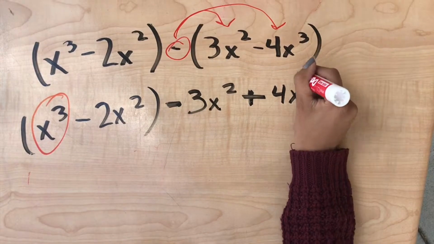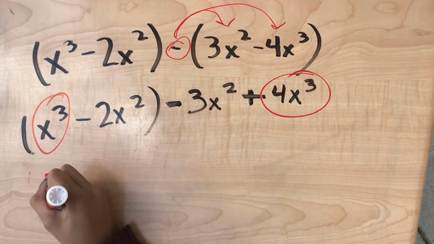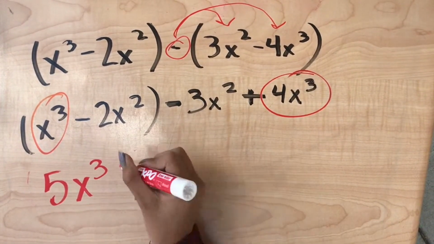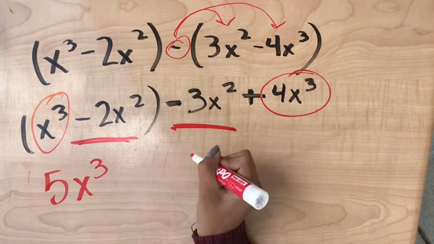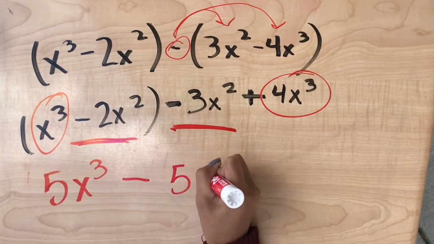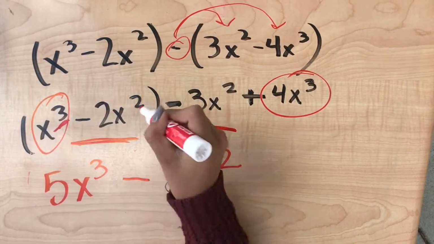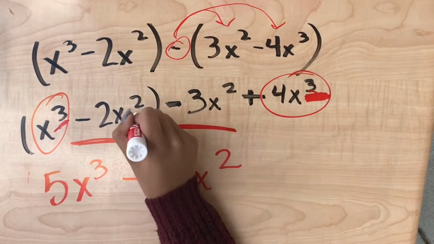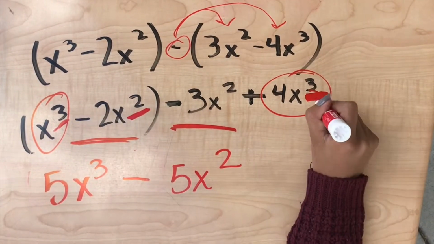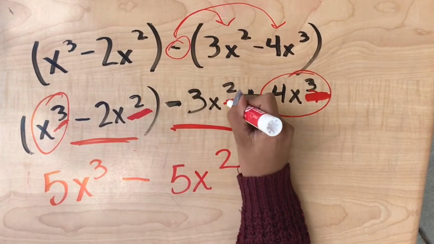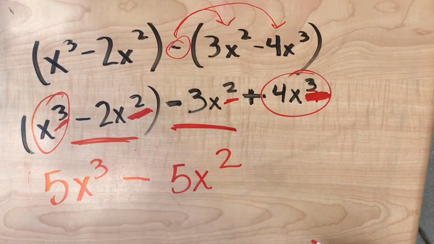This is where we combine like terms. Therefore, we add 4x cubed and x cubed and get 5x cubed. Then we add negative 2x squared and negative 3x squared and get negative 5x squared. As you can see, x and 4x have the same exponent of 3, and negative 2x and negative 3x have the same exponent of 2. Therefore, we combine these terms.